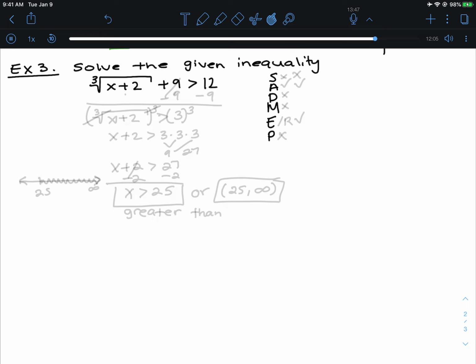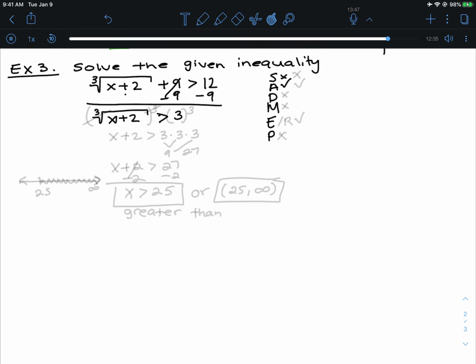Okay. Do I have subtraction? No. Do I have addition? Yes, I do. I have one inside and one on the outside. Obviously, the one on the inside of the radical, I cannot do anything. So I'm going to go ahead and work with this 9. The opposite of addition is subtraction. Subtract the 9. So you're going to get the cube root of x plus 2 is greater than 12 minus 9, which is 3.